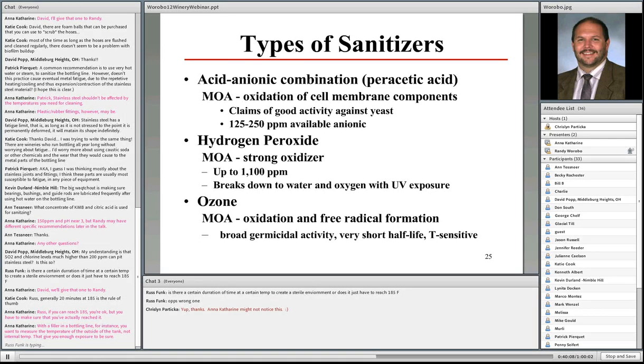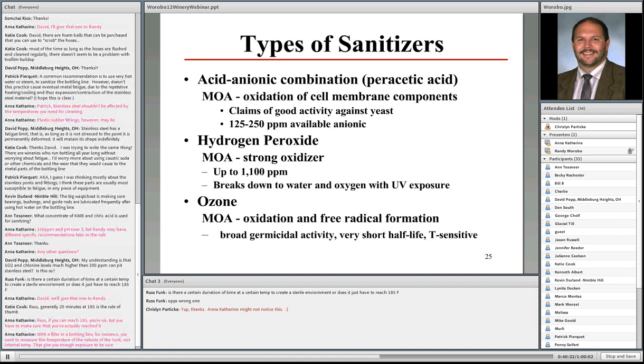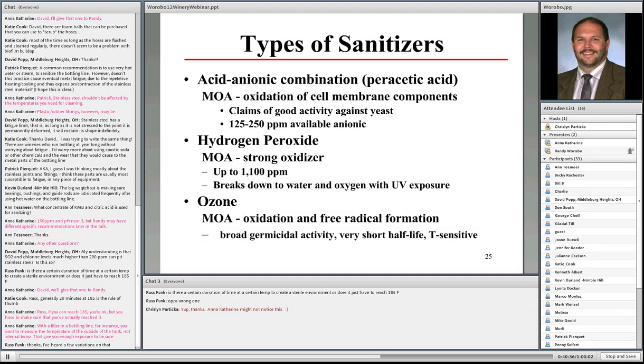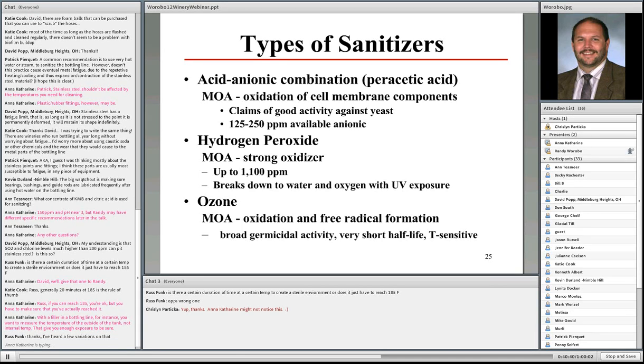You have acid ionic combinations. These are peracetic acid. I would highly recommend if you're going to use a peracetic acid as a sanitizer, use the one that has the hydrogen peroxide in combination, simply because there's a synergistic effect between the peracetic acid and hydrogen peroxide. So instead of getting, say, 99.9% kill with peracetic acid by itself, with the combination you actually get 99.9999%. So it's much better because they have two different modes of action. For acid ionic, it targets the cell membrane. It's good against wild yeast, specifically Brettanomyces, and usually the target concentration is about 125 to 250 parts per million. If you go down to 80 parts per million, you don't have to do a potable water rinse after.